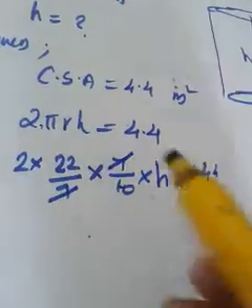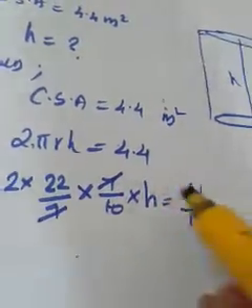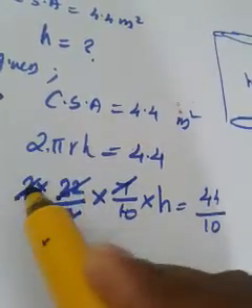Now you can see the magic. 7 and 7 will get cancelled. Any problem? No. And I already taught you direct cancellation, so you can easily see, what is 2 into 22? What is 2 into 22?